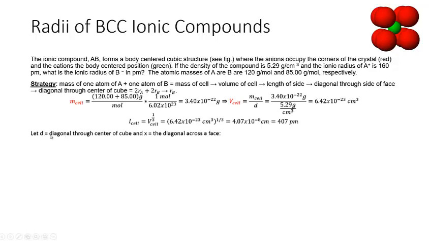Now, the next thing is we're going to define two terms that are similar but not exactly the same. We're going to get the diagonal through the center of the cube. We're going to call that D. And this diagonal across the face, from here to here, is going to be called X. So X squared equals L squared plus L squared, or if you want to express it in terms of X, X is equal to the square root of 2 times L.